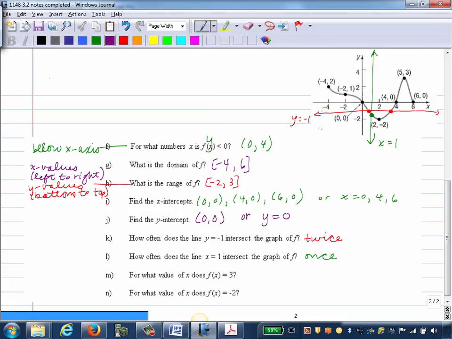Part M, for what value of x does f of x equal 3? So now they're giving us a y value, f of x equals 3, y is 3. So we're going to go up on our graph where the y value is 3. So here's the 4 and the 2 would be halfway between here. So if I look across, I'd hit right here. Here is the only point where the y value is 3. And what is my x value there? It's 5.